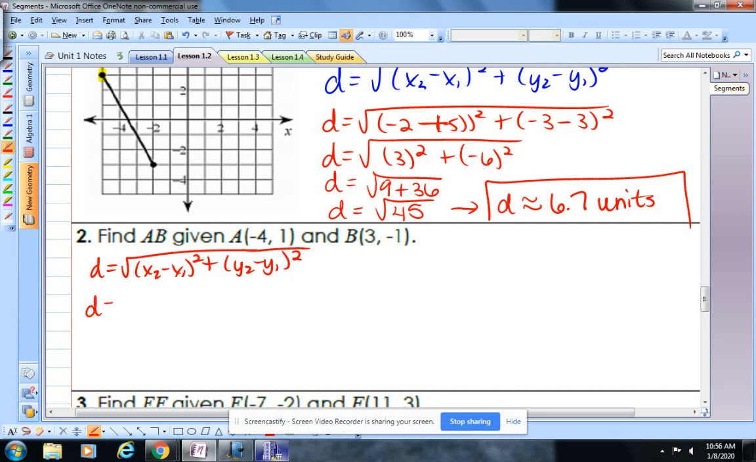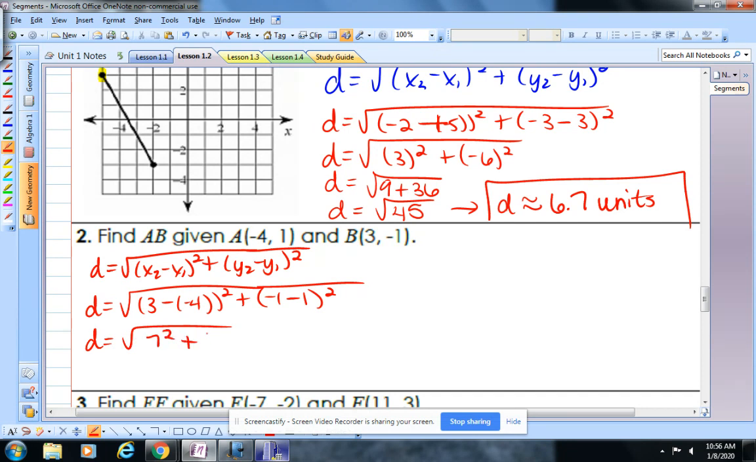So D equals square root. What number is x2? Minus x1. Negative 4, parentheses, squared. What's y2? Negative 11 minus, negative 1 minus squared. Did I plug everything in correctly? All right, so that's the same thing as 3 plus 4, which is 7 squared plus negative 2 squared.